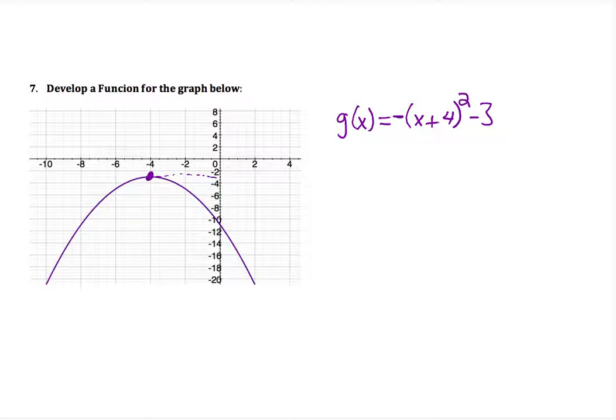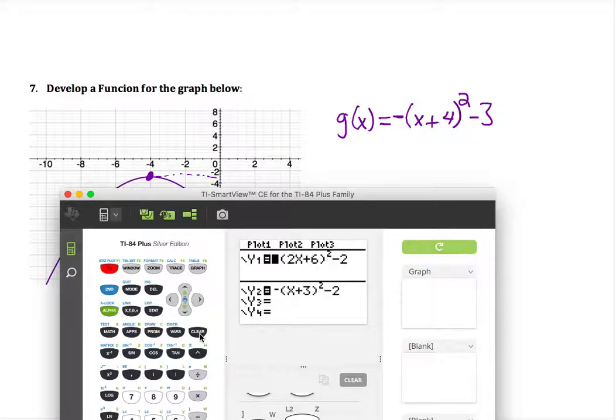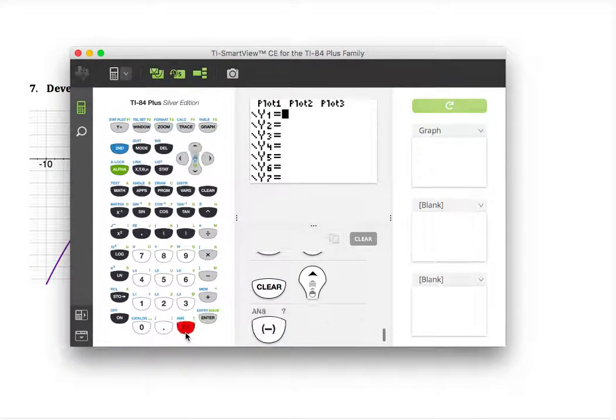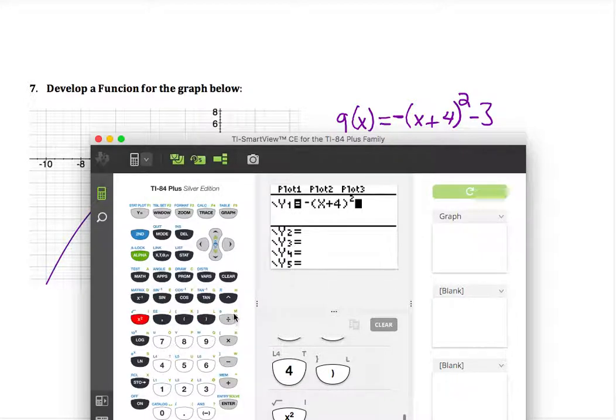Might want to try that one on my calculator now and just see if I did it right. This might be a good way for you guys to go about this. So let's clear out our calculator and just try this example that we had. So it was negative. I've got to get that down there. Sorry. Negative, what do we have? X plus 4 squared minus 3. All right.